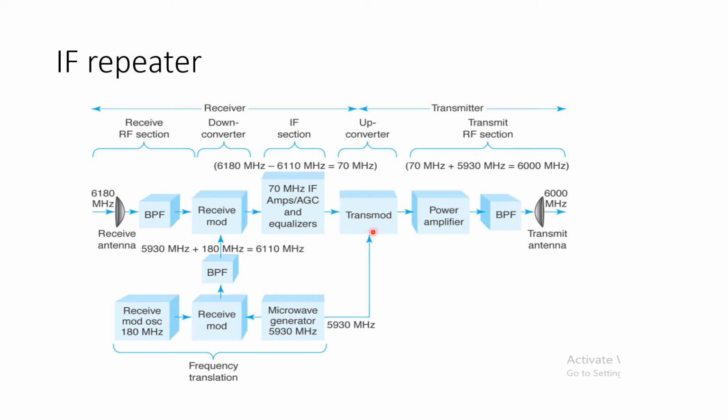Then further with the help of this transmit modulator, we are up converting it to another RF frequency range. The obvious thing to note here is that we are receiving 6180 megahertz, but we are transmitting 6000 megahertz. So one thing to note here is that both the frequencies are different.